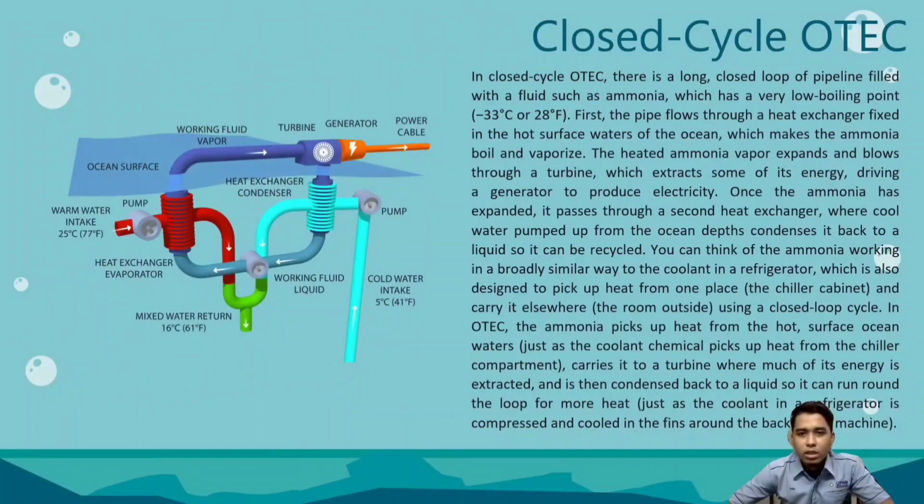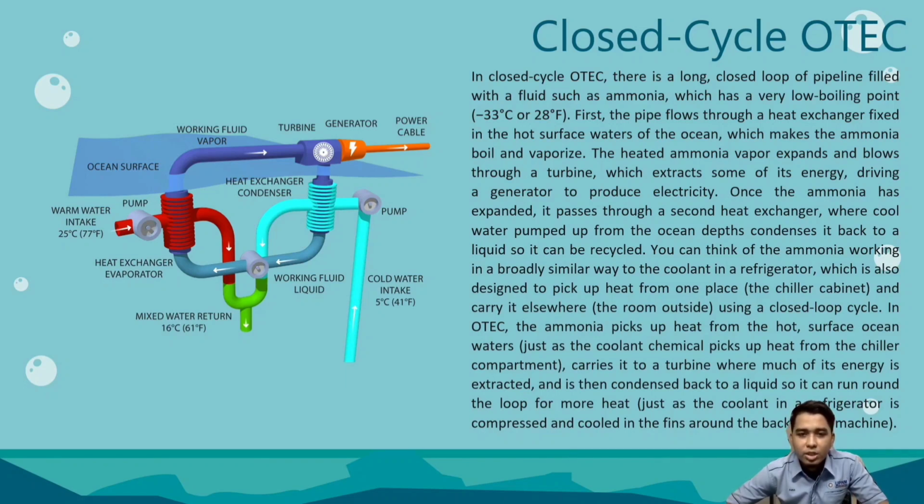In a closed cycle OTEC, there is a long closed loop of pipeline filled with a fluid such as ammonia, which has a very low boiling point. First, the pipe flows through a heat exchanger fixed in the hot surface water of the ocean, which makes the ammonia boil and vaporize. The heated ammonia vapor expands and blows through a turbine, which extracts some of its energy, driving a generator to produce electricity.